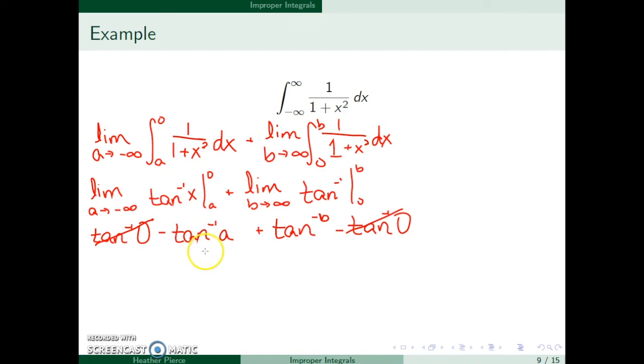As a goes to negative infinity, the inverse tangent goes to negative pi over 2. And as b goes to infinity, inverse tangent is going to go to pi over 2. So we have pi over 2 plus pi over 2, which is pi.